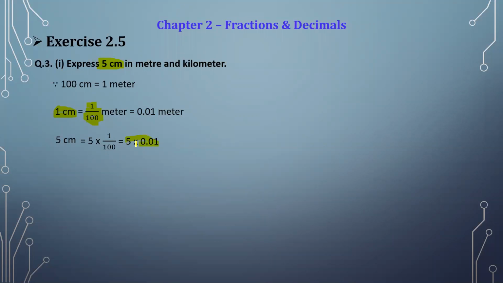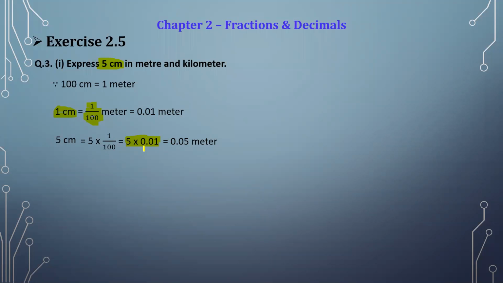So we perform this multiplication. We know that 5 ones are 5, so the final answer will be 0.05 meter, which is the conversion of centimeter into meter. But one conversion still remains: we have to convert this meter into kilometer.